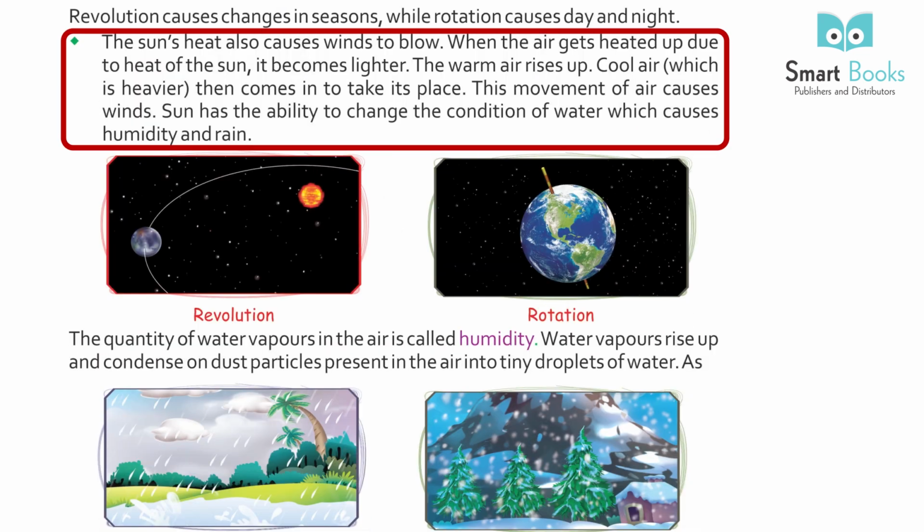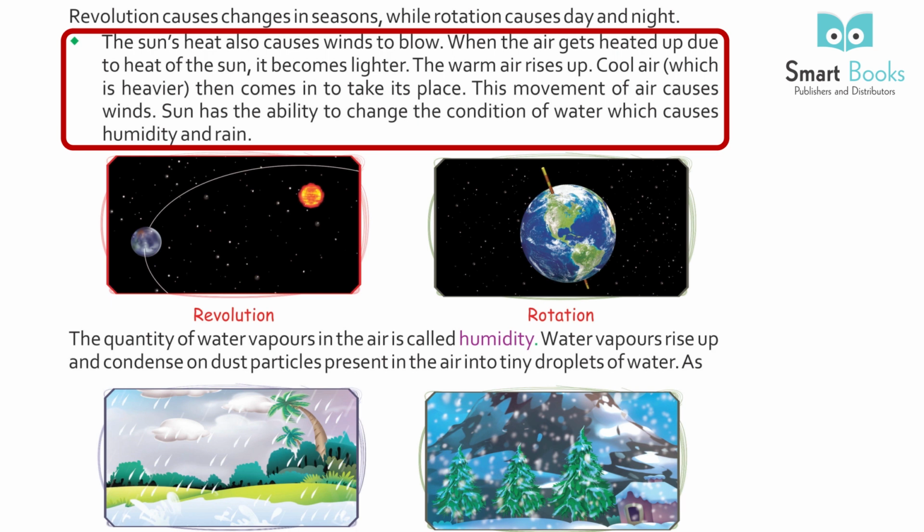The sun's heat also causes winds to blow. When the air gets heated up due to heat of the sun, it becomes lighter. The warm air rises up. Cool air, which is heavier, then comes in to take its place. This movement of air causes winds.